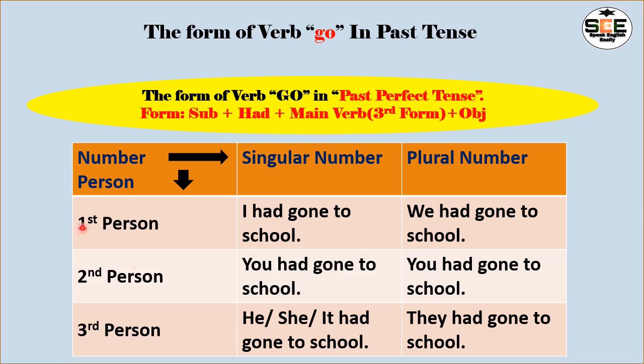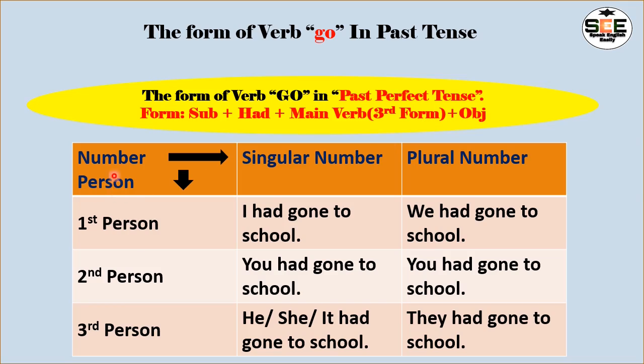Right, so how to read this table? I would like to say the form of verb go in past perfect tense, right? The formation I already mentioned here: subject plus had plus main verb in third form, participle form of the main verb, plus object, right?